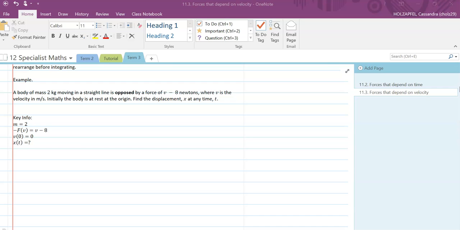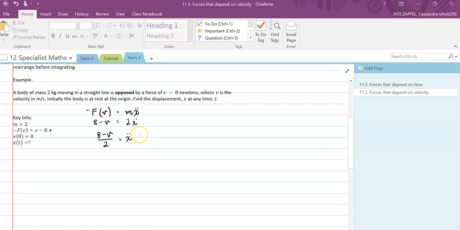So what we're going to do to start off with, we're going to start off with our function. So our function, as I said before, this time it's going to be negative f(v) because the force is opposing the motion, and that's going to be equal to my mass times my acceleration. So in this case, I'm going to swap these two around so that we have 8 minus v is equal to 2 times acceleration. Alright, so let's go ahead and rearrange this now.